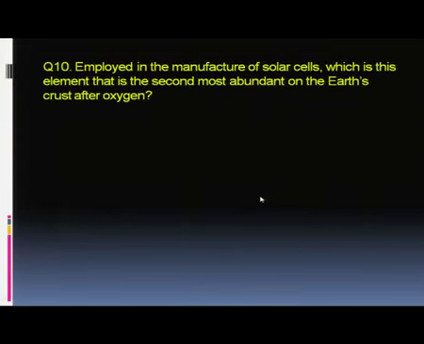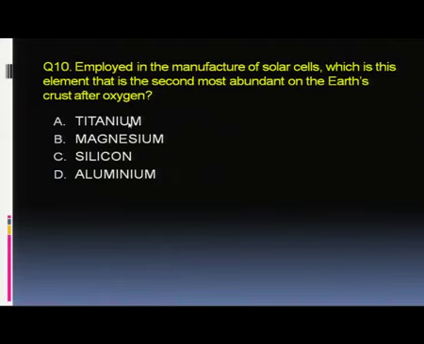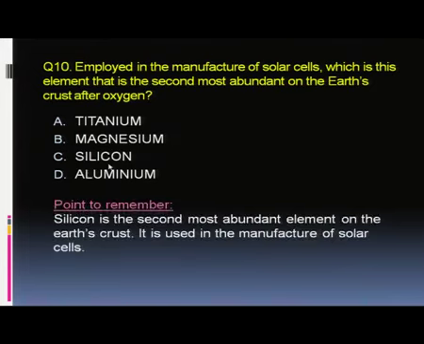Next, moving on to our 10th question. Employed in the manufacture of solar cells, which is this element that is the second most abundant in the earth's crust after oxygen? So, the question is telling you one more fact, that oxygen is the most abundant element on the earth's crust. Which one is the second one? If you do not remember, there is an additional hint that it is used in the manufacturing of solar cells. Let us see the options: titanium, magnesium, silicon, aluminum. Probably you might have guessed the correct answer by now. Yes, it is silicon. Silicon is the second most abundant element on the earth's crust. It is used in the manufacture of solar cells or photovoltaic cells because it is a semiconductor.